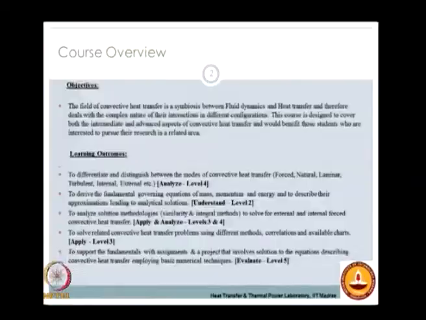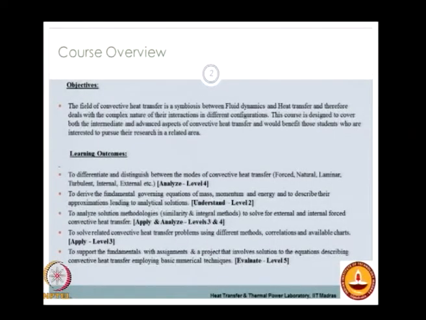So these analytical solutions are determined from your actual Navier-Stokes equations based on certain approximations, and you will be able to understand how to derive these equations and also the approximations involved. So that will be on level 2, which is the understanding level.